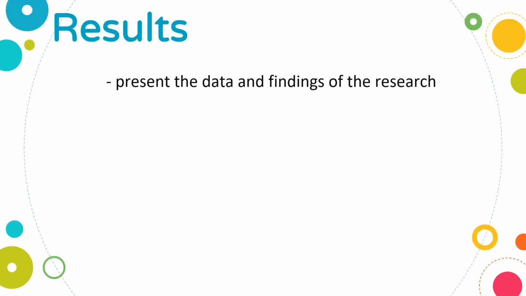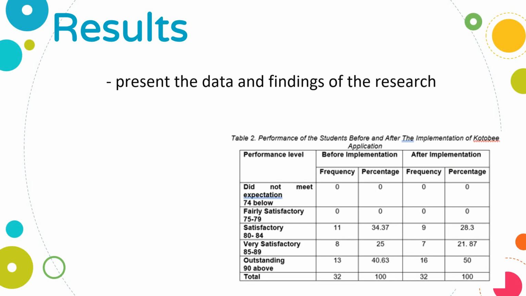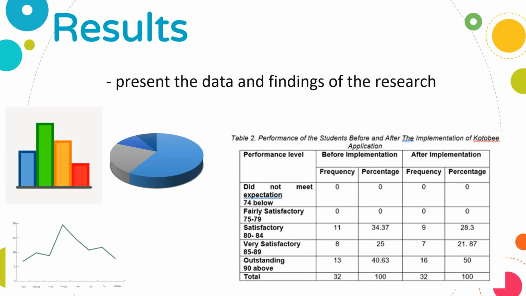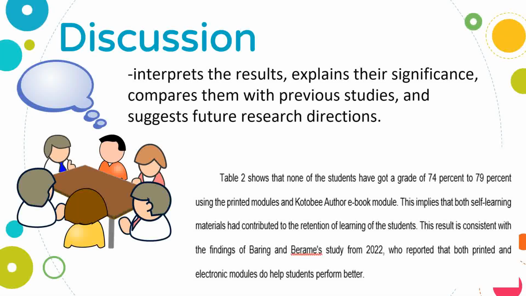Results present the data and findings of the research. It includes visual elements like tables and graphs to show what was discovered. On the other hand, discussion interprets the results, explains their significance, compares them with previous studies, and suggests future research directions. It is found right after the presentation of the results or findings.